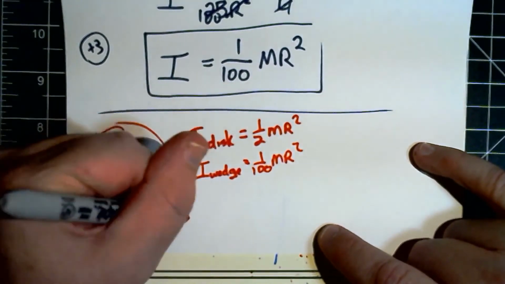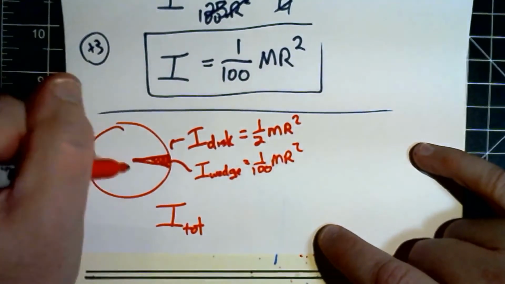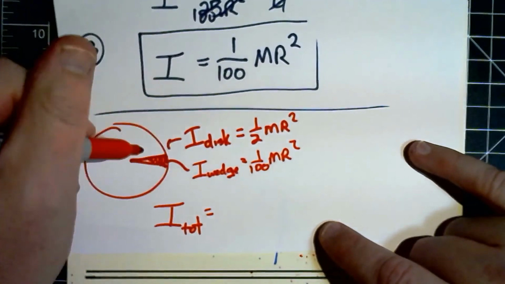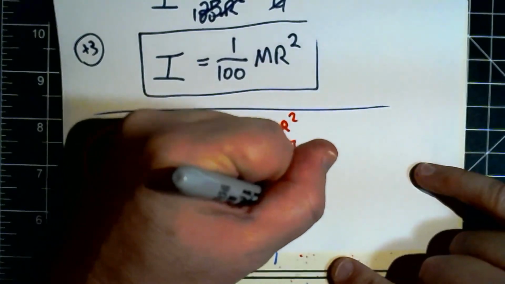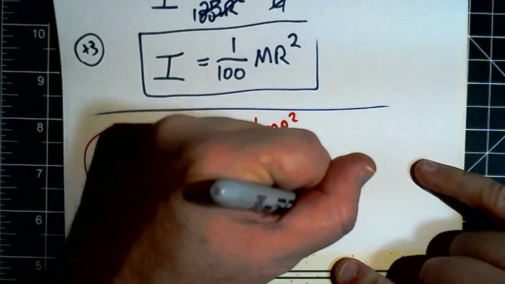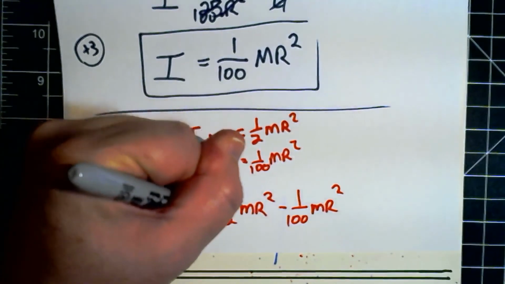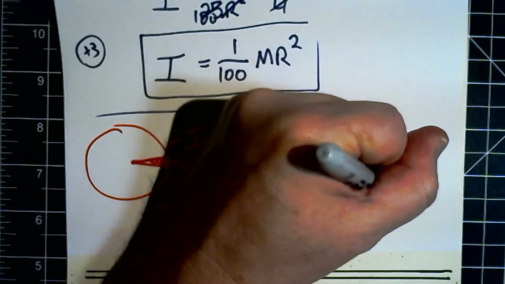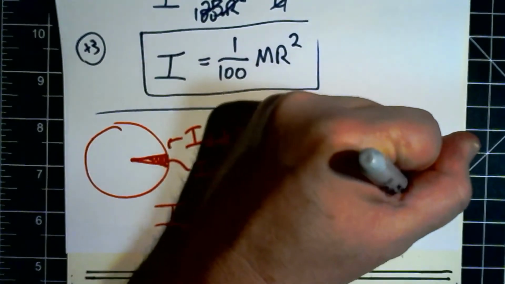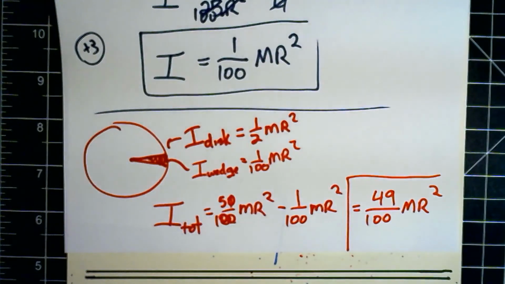So my new, I'll just say my total for this entire Pac-Man shape here is going to be the disk originally minus my wedge. So 1/2 m r squared is 50/100ths minus 1/100th m r squared, and you get 49/100ths m r squared. And that concludes the solution for this free response question.